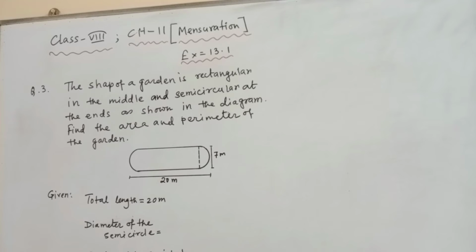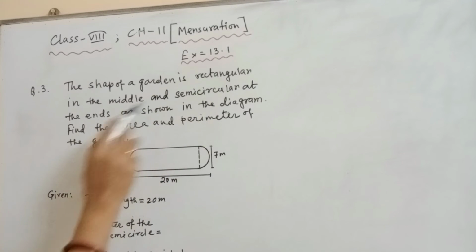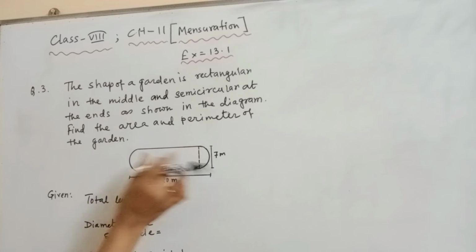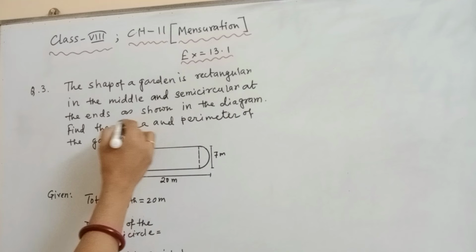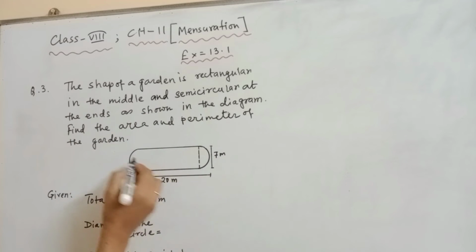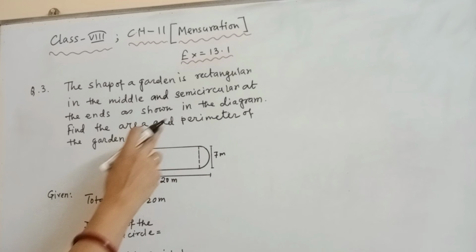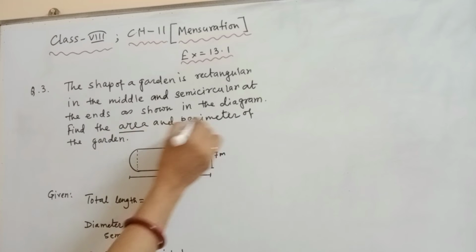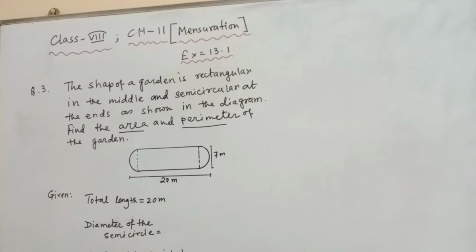Today we will do question number 3, exercise 13.1. The shape of a garden is rectangular in the middle. You can see the diagram. It is rectangular in the middle and semicircle at the ends. You can see here these two ends are semicircles and in the middle it is a rectangle. As shown in the diagram, find the area and perimeter. You need to find the area and perimeter of the garden.